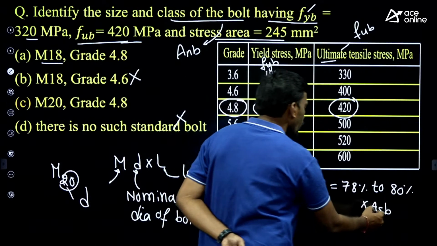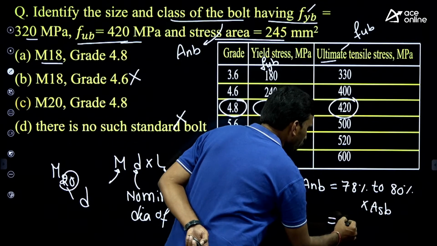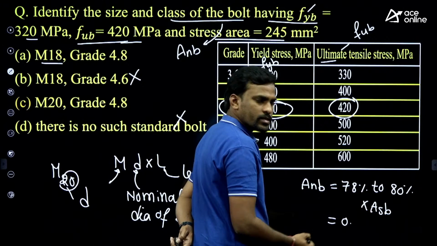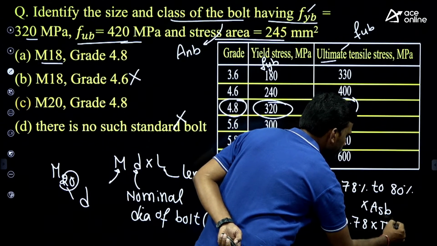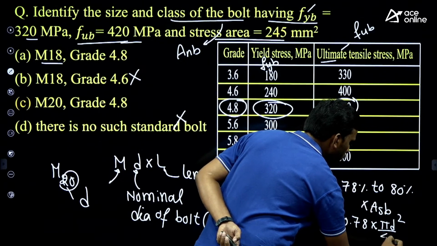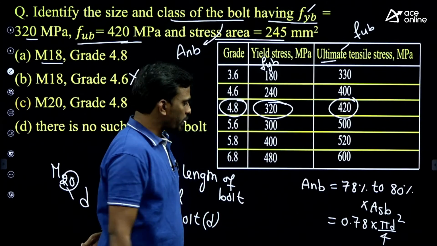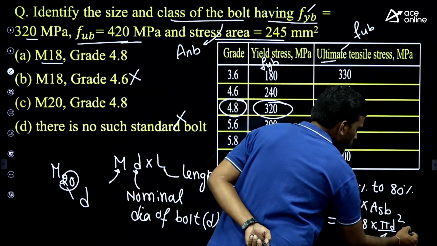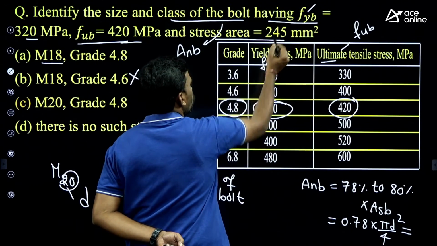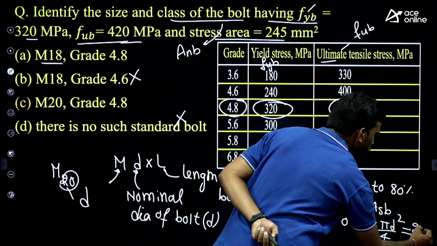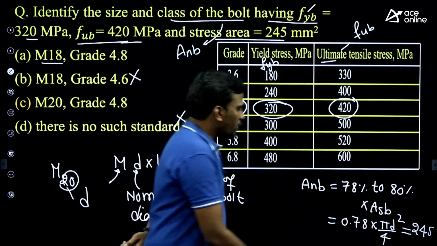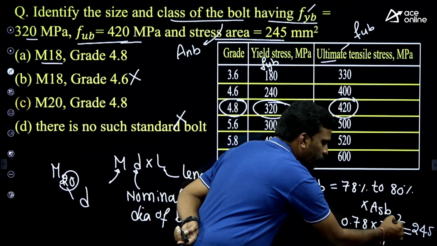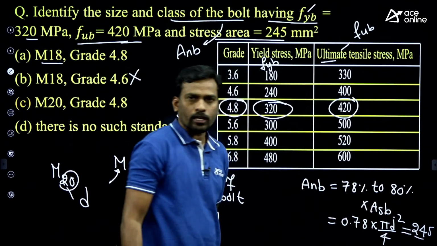So what is the formula for the gross area of a bolt? The formula I gave here: we will take 78%, then 0.78 times pi d square by 4. So student, how much is this value given? 245. Okay, this value is given as 245. Then for which nominal diameter of bolt will we get 245?